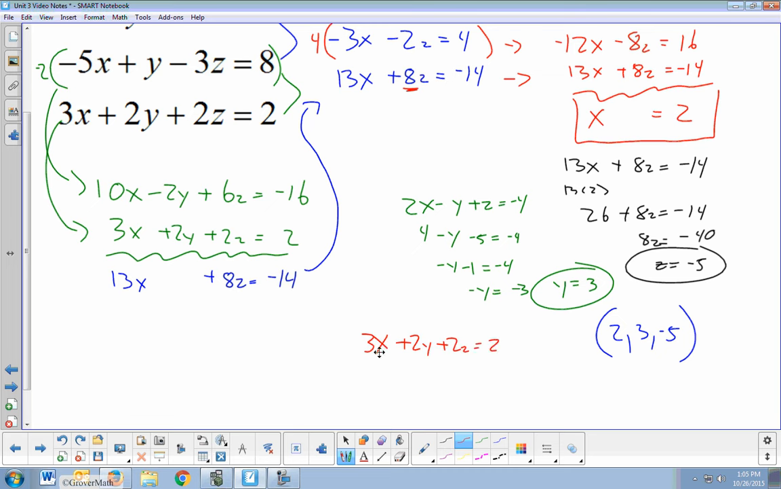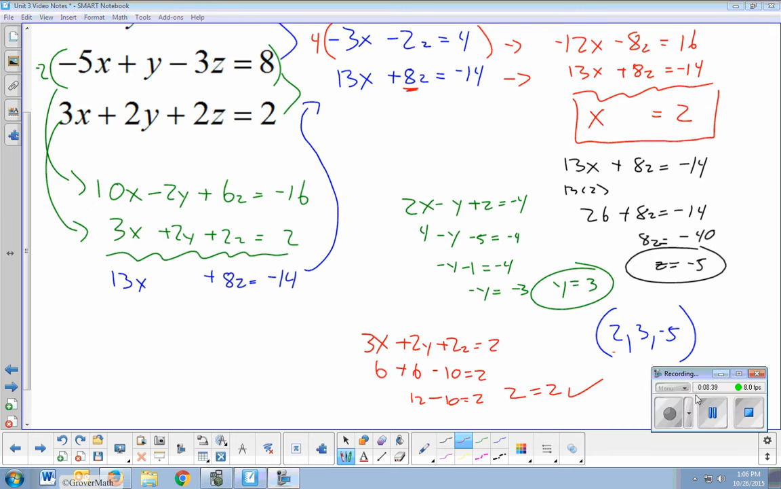If all goes well, when I plug in x, y, and z, I'm going to get 2. So 3x is 3 times 2. 3 times 2 is 6. 2y is 2 times 3, so that's plus 6. And 2z is 2 times negative 5, negative 10 equals 2. That's 12 minus 10 equals 2, and 2 does equal 2, so we are checked, and that's it.